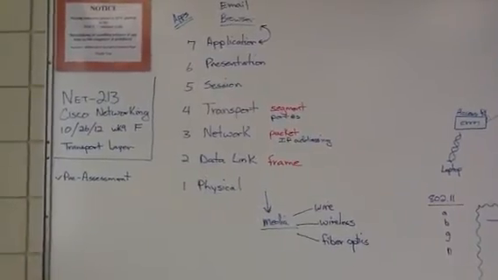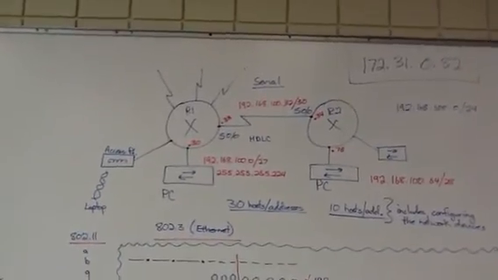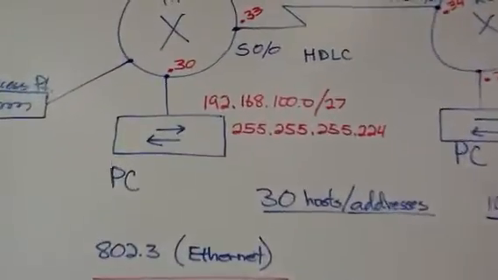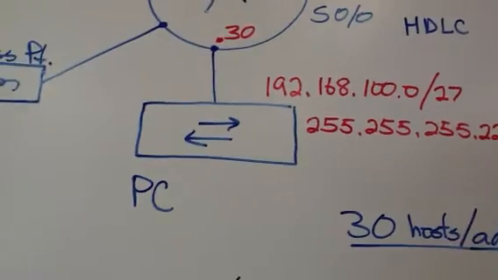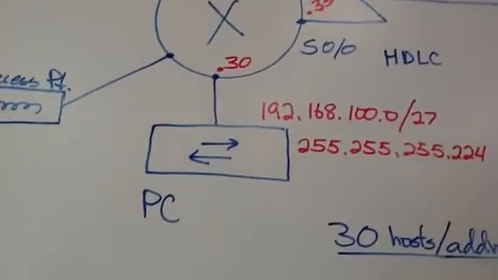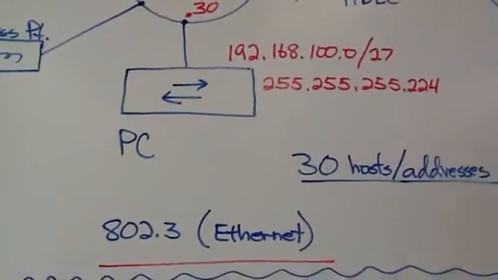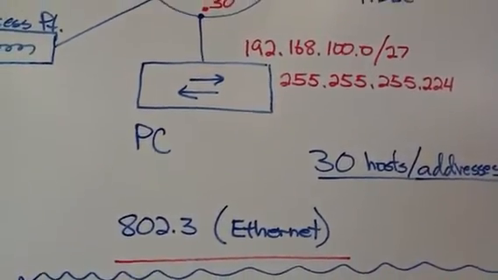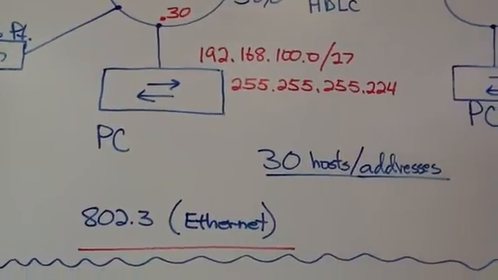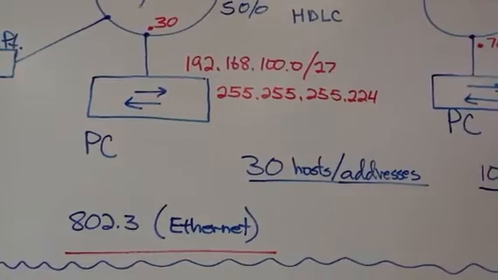Okay, OSI model. Then we created a networking example. So we talked about the protocol then that allows us to send information from the PC to a router or other PCs on that same network. Ethernet. And you can see the example here of our addressing for that.